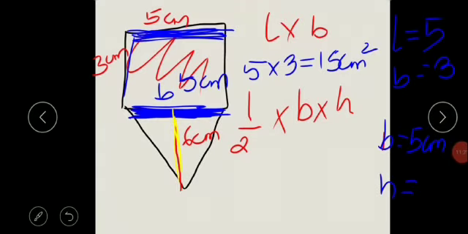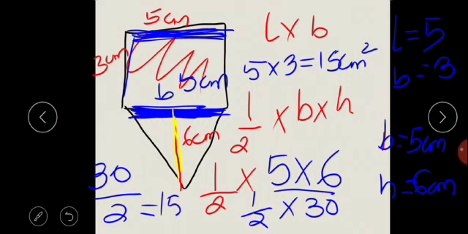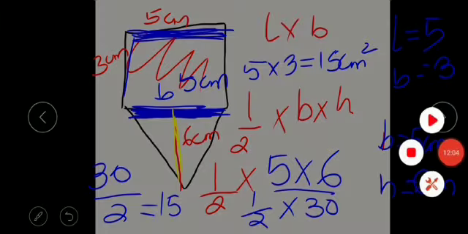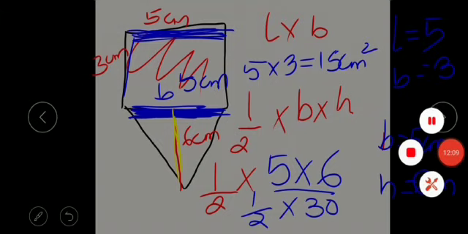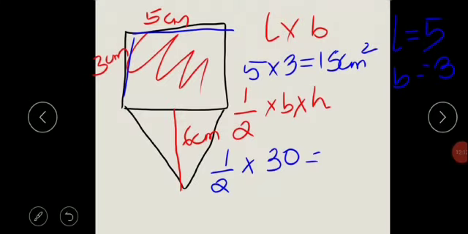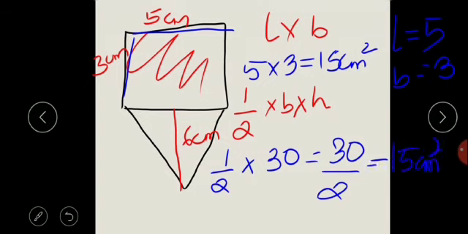So again, half multiplied by 5 6 is 30. We will end up with 30 upon 2, which is equal to 15 centimeters. Let me rewrite it again to make it clear. So if you look over here, we got half into 30, so 30 upon 2. If I divide 30 upon 2, I'm going to get 15 centimeters square as the area of the triangle.